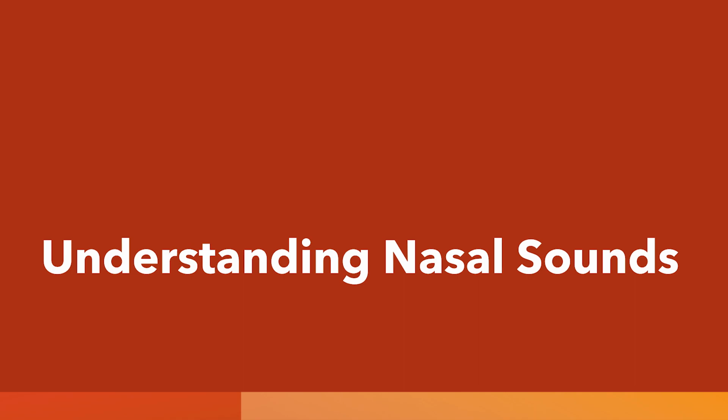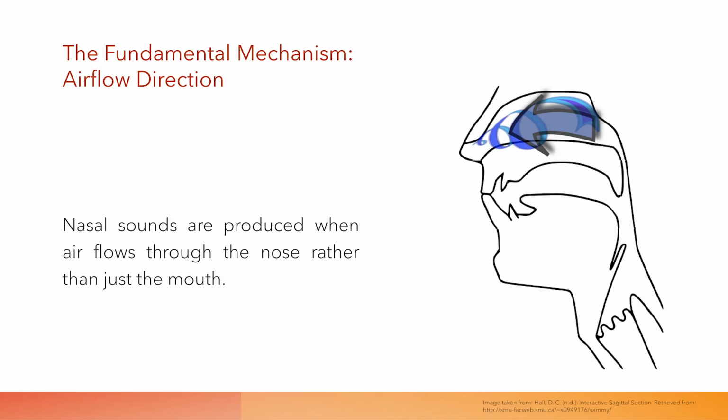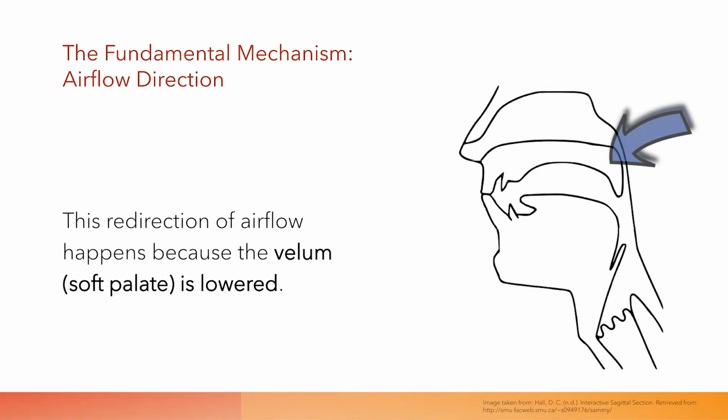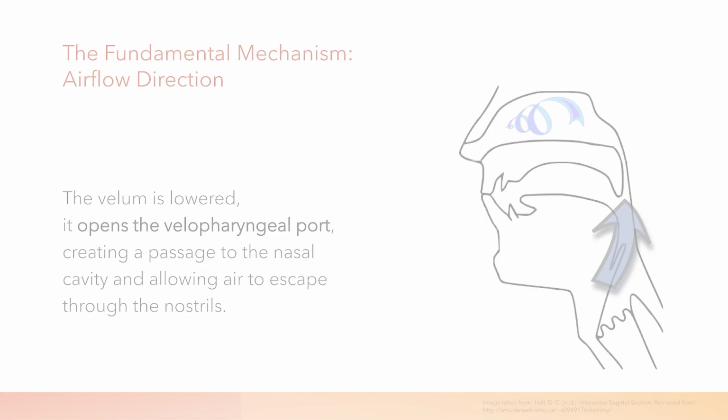Understanding nasal sounds, a step-by-step explanation. The fundamental mechanism, airflow direction. Nasal sounds are produced when air flows through the nose rather than just the mouth. This crucial redirection of airflow happens because the velum, also known as the soft palate, is lowered. When the velum is lowered, it opens the velopharyngeal port, creating a passage to the nasal cavity and allowing air to escape through the nostrils.